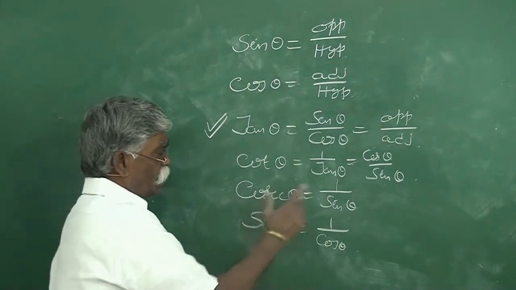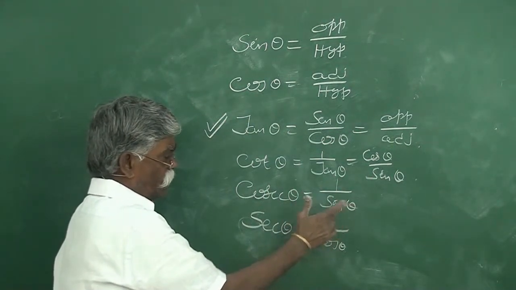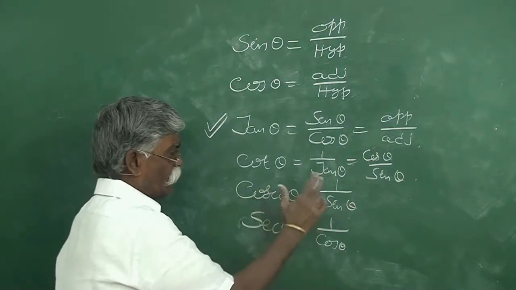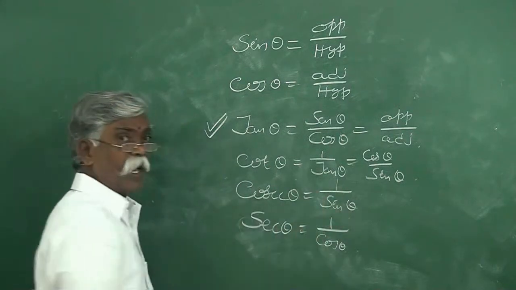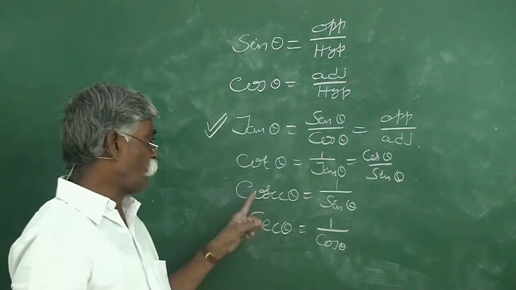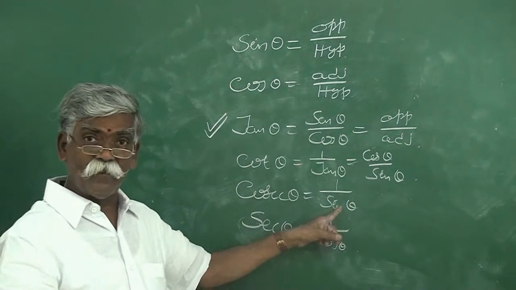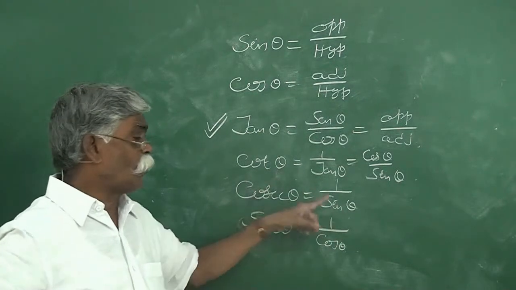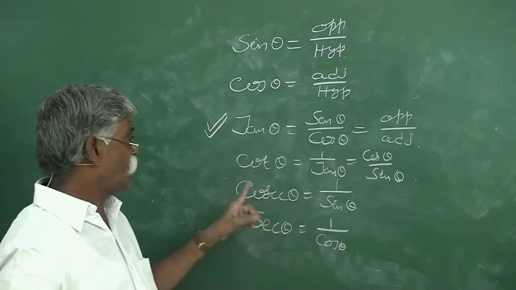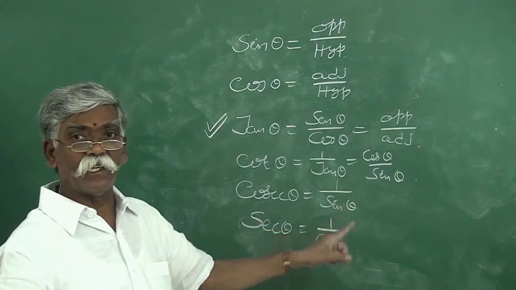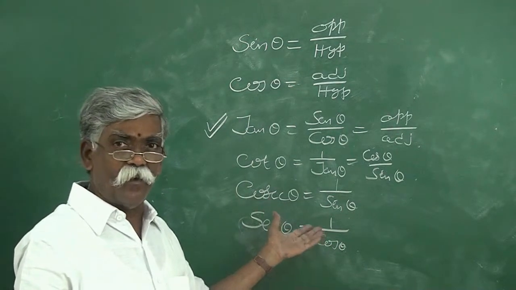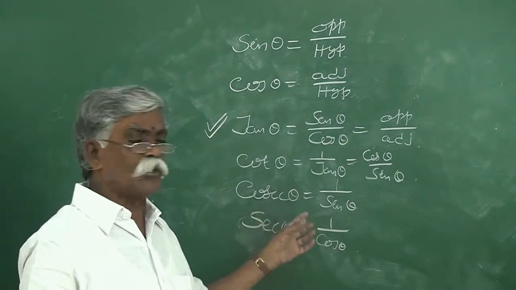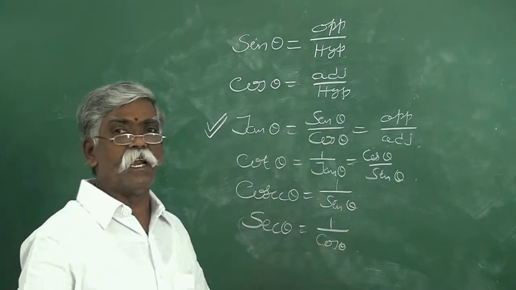Since cosecant is 1 by sin, if you bring sin onto this side, sin into cosecant is 1, or sin equals 1 by cosecant. Therefore cosecant theta equals 1 by sin theta. Sin theta equals 1 by cosecant theta. Sin theta into cosecant theta equals 1. These are all the things which we have to be very careful and use them properly.